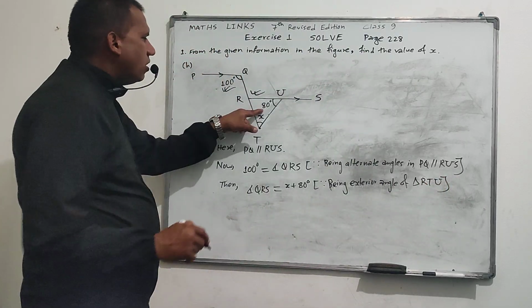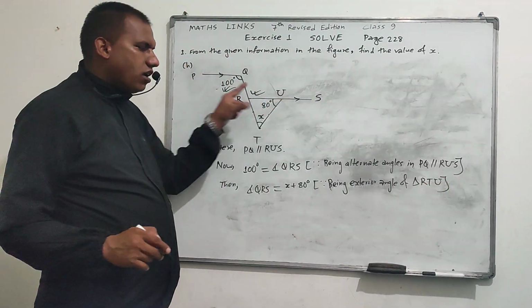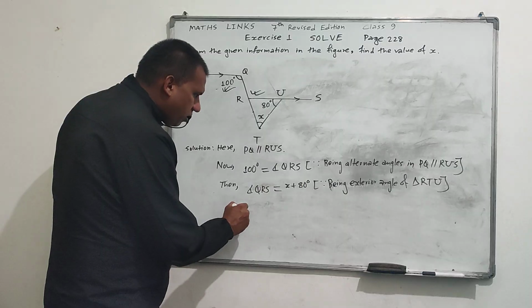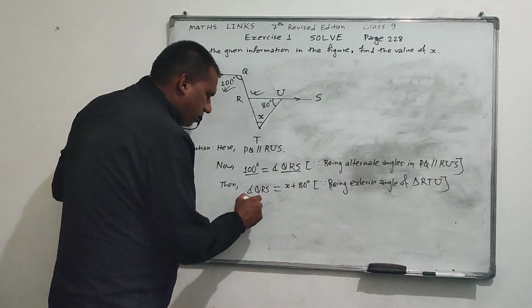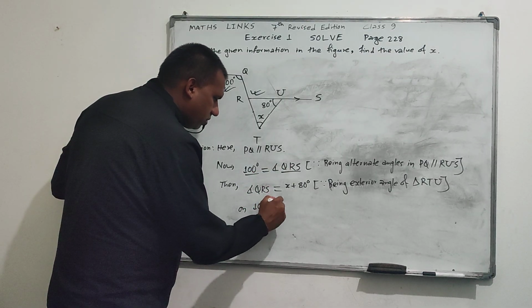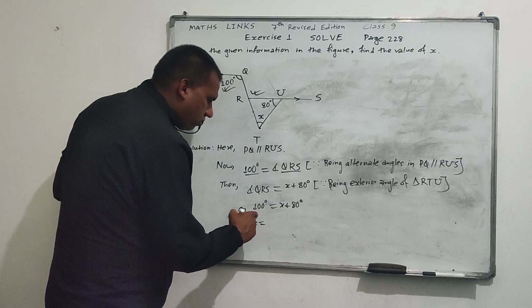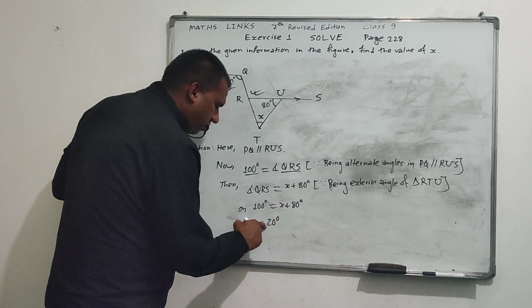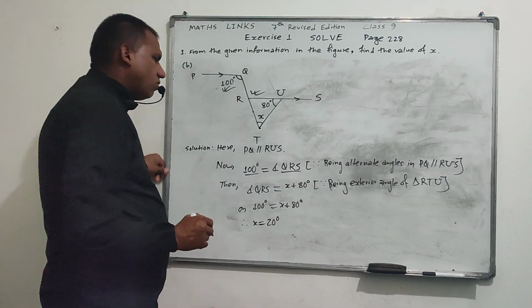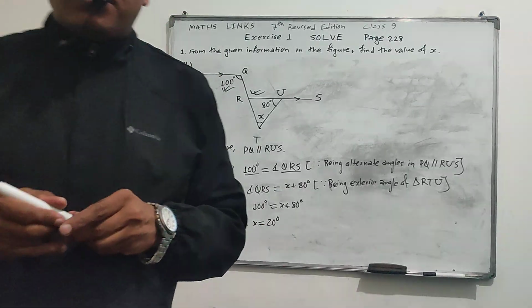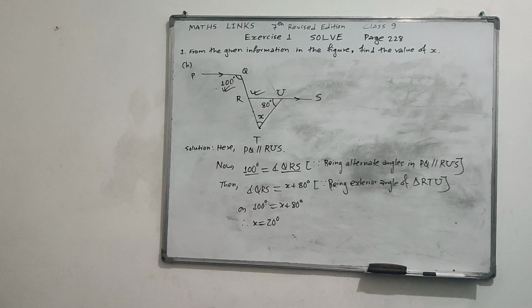In this triangle, QRS is the exterior angle, and the value of QRS is 100 degrees. So 100 degrees equals x plus 80 degrees. Therefore x equals 100 minus 80, which is 20 degrees. This is the required value of x. This is the second method without construction.